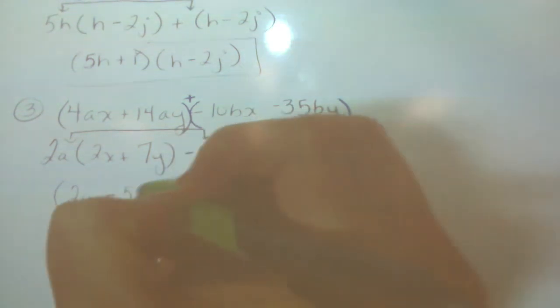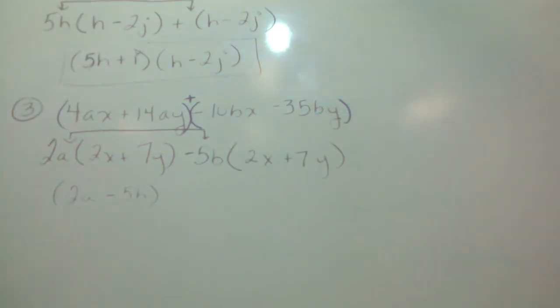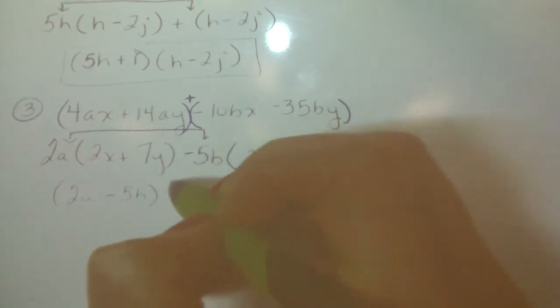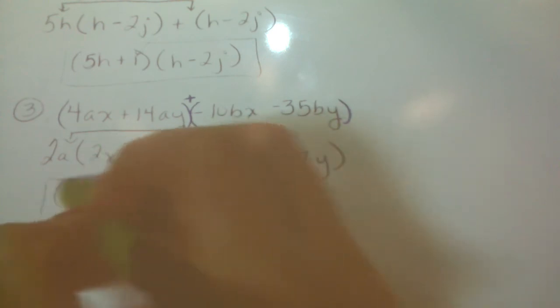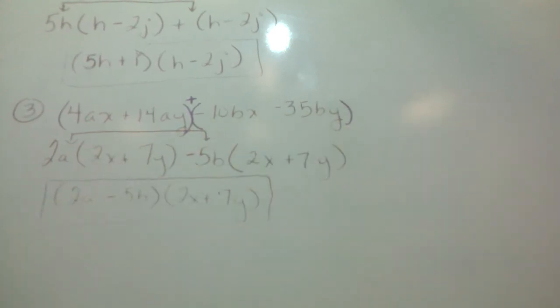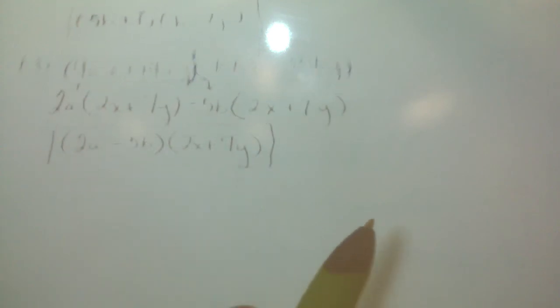So I'm going to group these 2 together. So this becomes 2a minus 5b, and then 2x plus 7y. We're going to try one more like this one. So 2a minus 5b, and then 2x plus 7y.